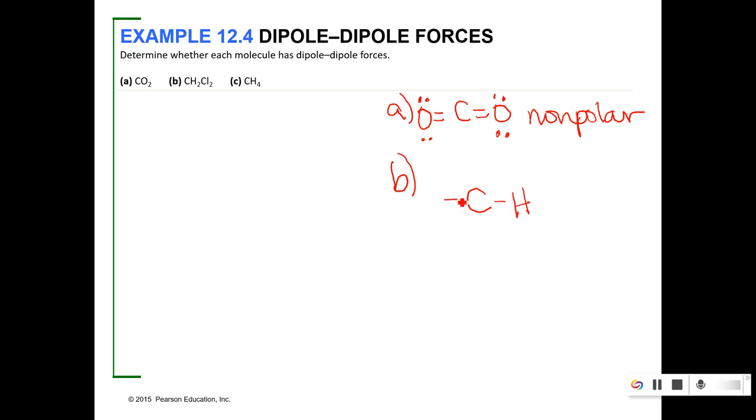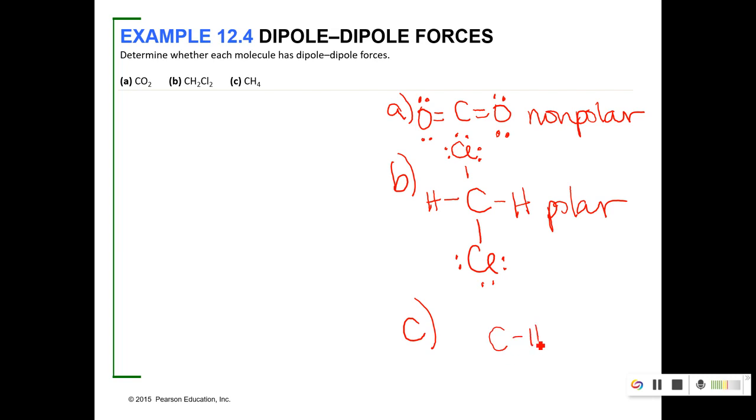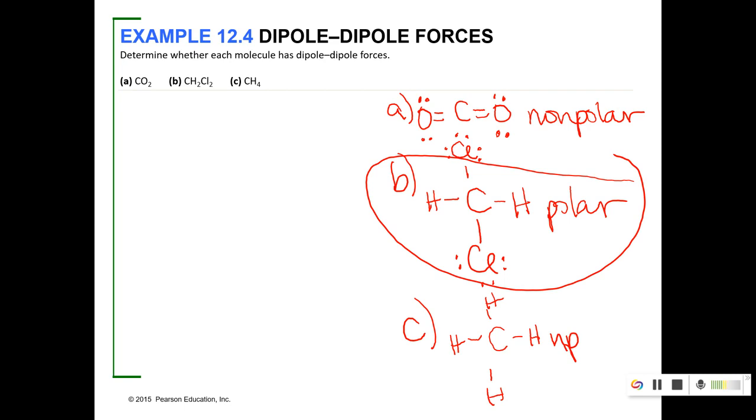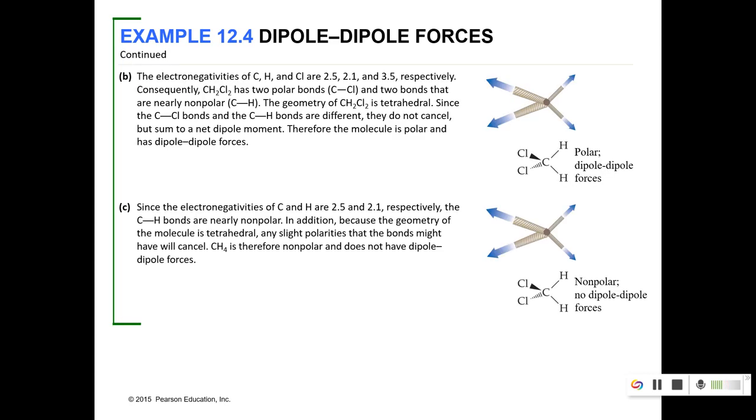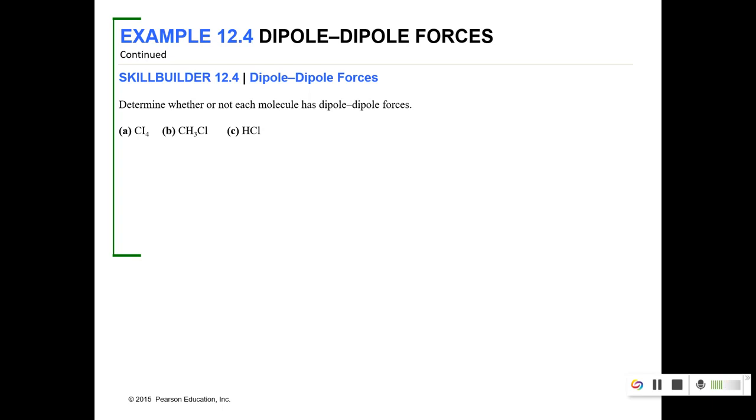B is CH2Cl2. I did draw one of these. This is polar because it's got different outside atoms. Again, remember, if they have different outside atoms, regardless of how many, they are polar. Okay, this is nonpolar. I'm going to write NP. So it wants to know which one has dipole-dipole forces. B has dipole-dipole forces. I didn't realize I cut that off. Because it's polar. You're just looking for polarity. You don't have to do all these arrow things.